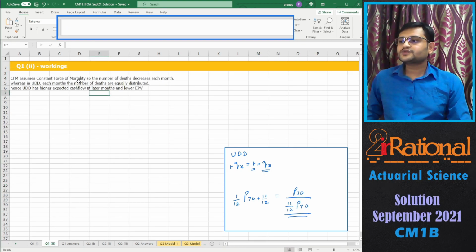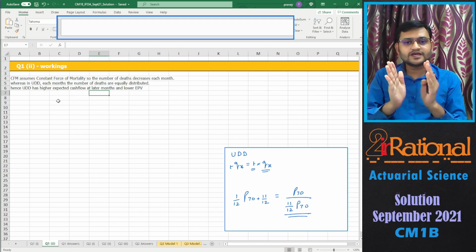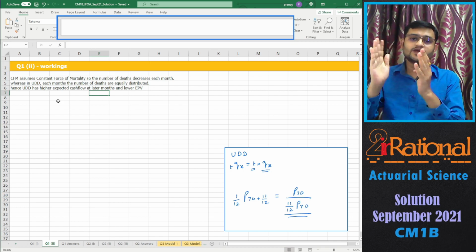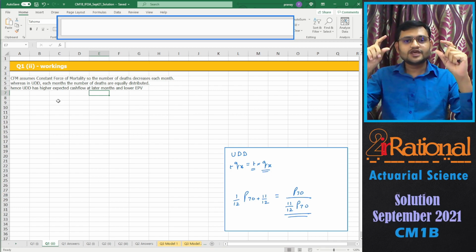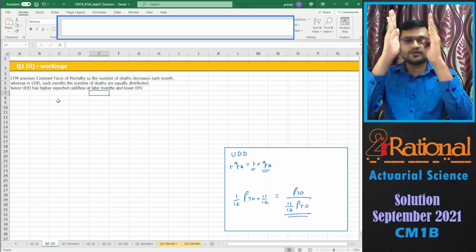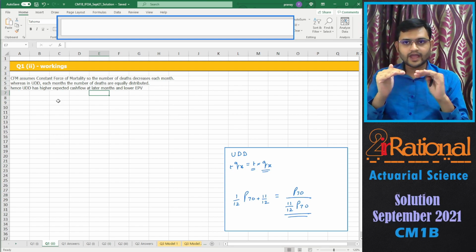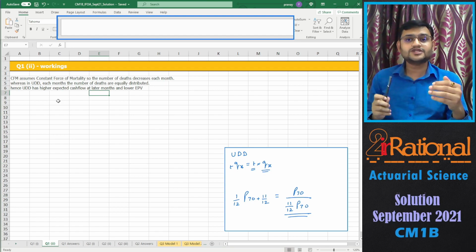So the CFM assumes constant force of mortality, so the number of deaths decreases each month. Whereas in UDD, each month the number of deaths is equally distributed. You have to understand here that the total number of deaths throughout the year will remain the same in both cases. Therefore, for CFM, more deaths occur in the starting months and then it starts decreasing. Whereas for uniform distribution of death, the number of deaths remains the same throughout. So at the end of the year, more deaths will occur in the UDD case. That means the payments are made later in the UDD case and they will be more discounted.